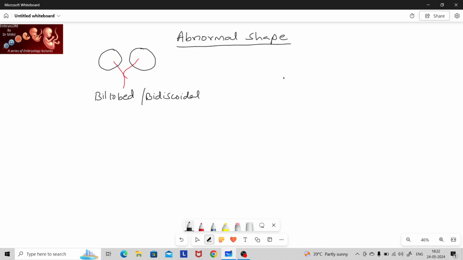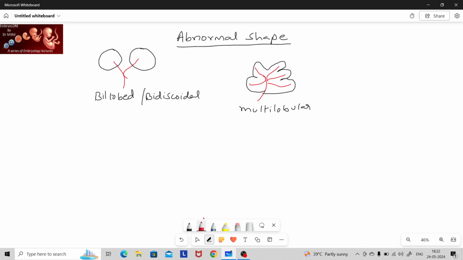So now the second one, that is the multilobular. So this is the multilobular, so more than two lobes. And now there is a third type, the next type, that is the diffuse.